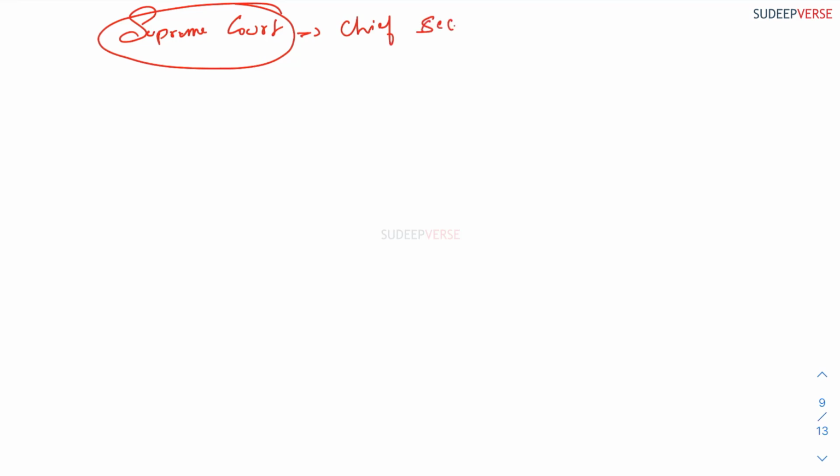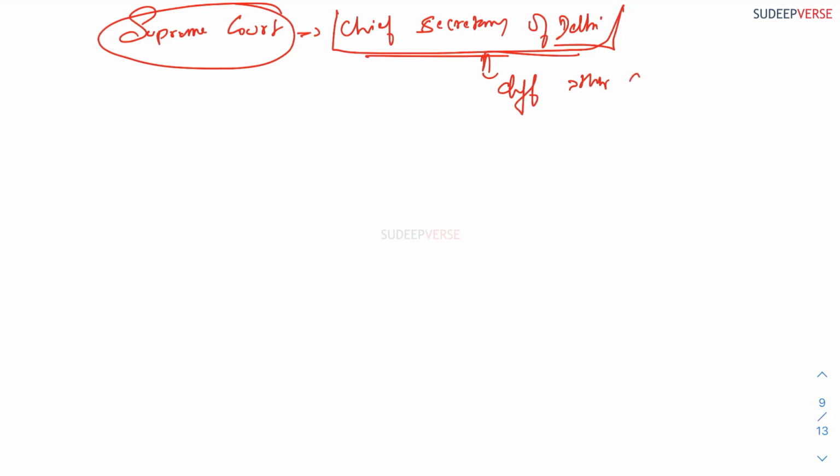The complicated judgment that was created is that when the Delhi government approached the Supreme Court, the Supreme Court cited that the office of the Chief Secretary of Delhi is different compared to other administrative offices.